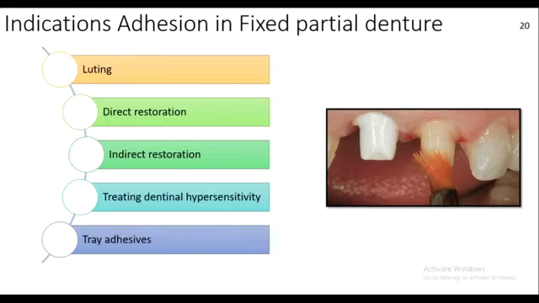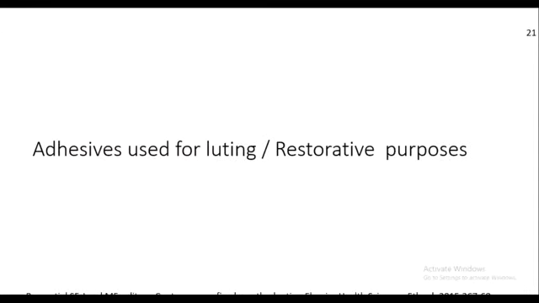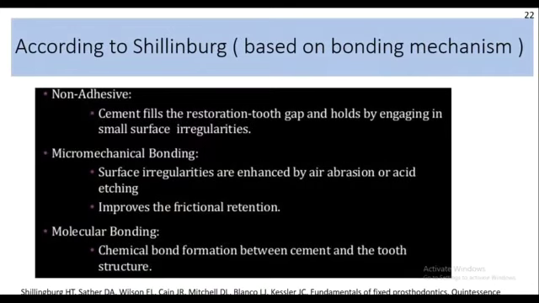Now, whenever we talk about the indications of the adhesion in your fixed partial denture, the first is for luting, second is for direct restoration, third is for indirect restoration, fourth is for treating dental hypersensitivity, as well as tray adhesion. Now, when you talk about the adhesives which are used for luting and restorative purposes, let us talk about the classification given by Schillenburg. First they are classified as non-adhesive, micromechanical bonding, and molecular bonding.